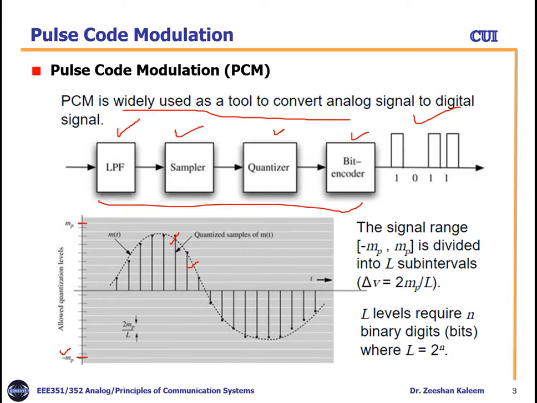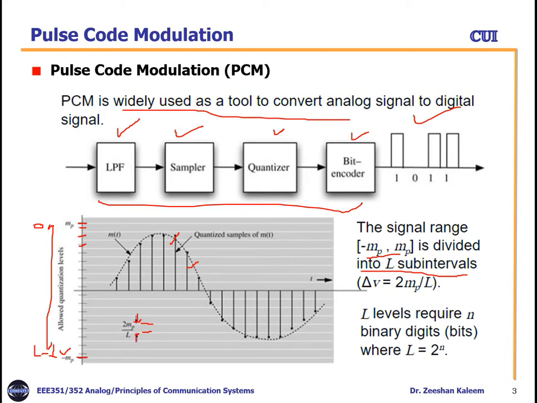We need to divide the range from MP to minus MP into equal intervals. So the signal range, minus MP to MP, is divided into L sub-intervals. There are L number of intervals, for example 0 to L minus 1, or 1 to L: the first interval, second interval, third interval, up to L intervals. And the size of each interval is this one. This is one interval, right? So the total size is this and this.